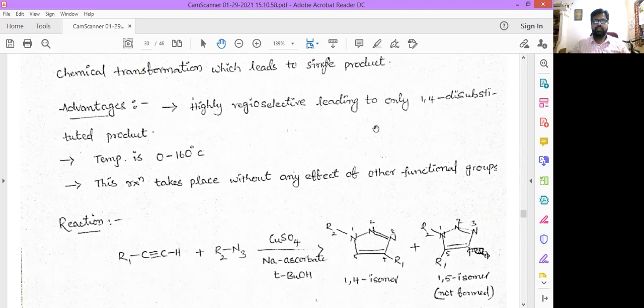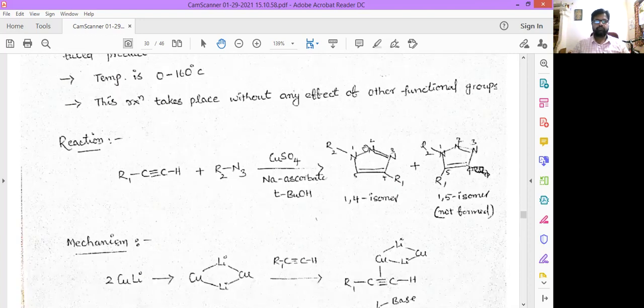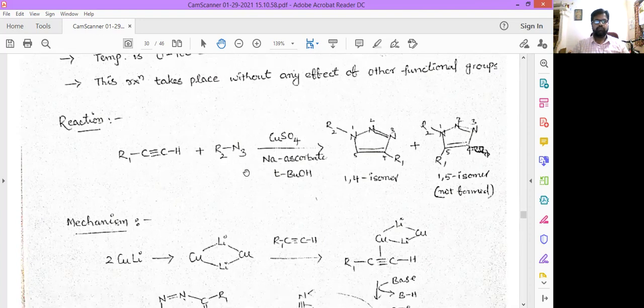So what are the advantages? Highly regioselective, leading to only 1,4 disubstituted products. Temperature is 0 to 160. So based on the reaction conditions and reagents, you have to decide whether to use a higher temperature or go with normal room temperature. Sometimes you have to reduce the temperature also, right? So this reaction takes place without any effect of other functional groups. It is a reaction between alkynes and terminal azides only, without disturbing any other functional group, right?